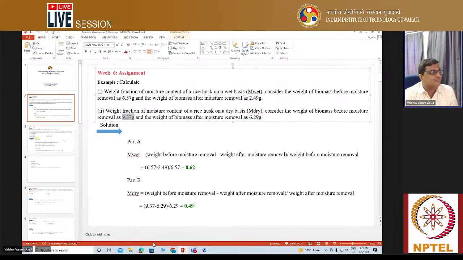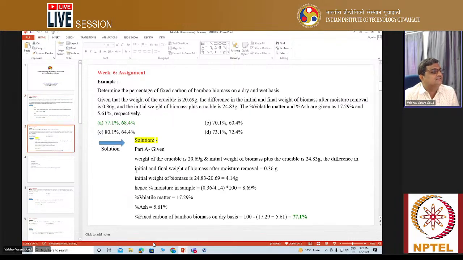So around 50.49, and this is around 0.62. So this is a simple example which we asked to solve in the assignment. And there is another example asked in assignment number 6, that is how to determine the percentage of fixed carbon of the biomass.